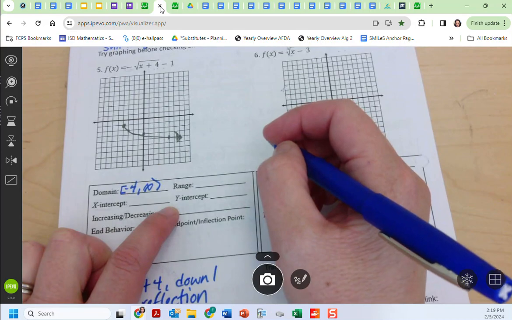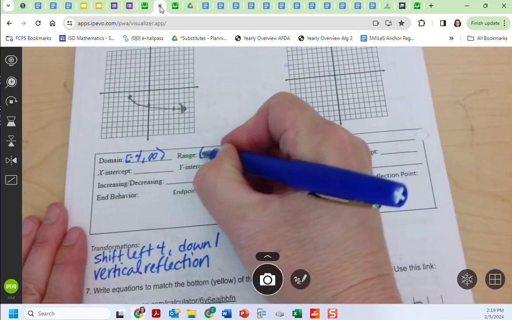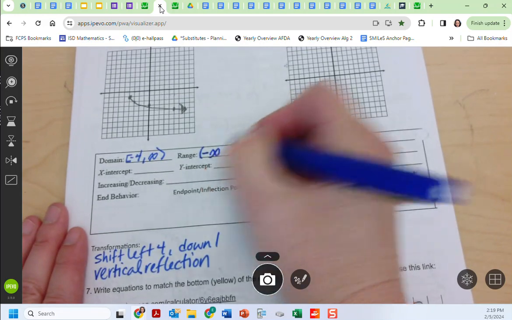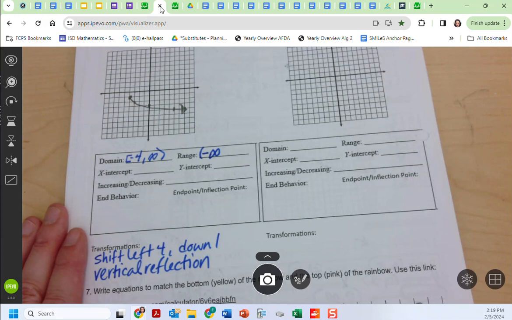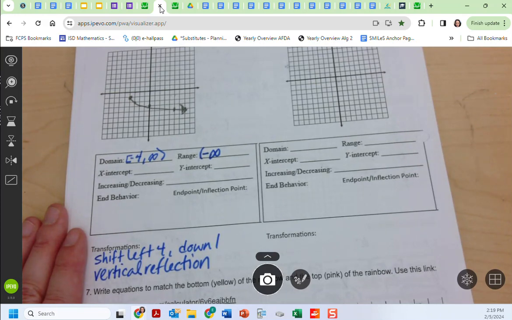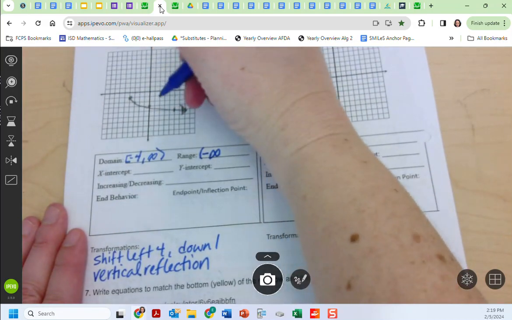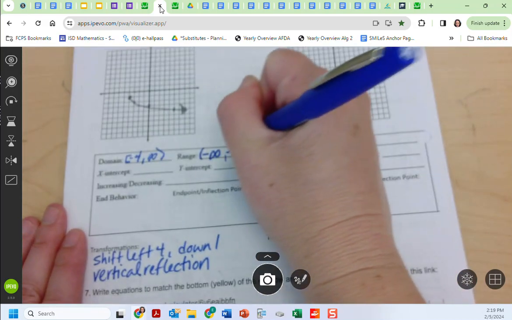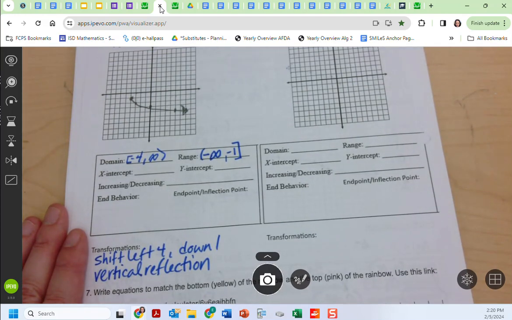You want to see this part? Okay. All right, look at your range, guys. I guarantee that some of you started your range in a different spot, and this is the right spot to start it at. It starts at your smallest value, which is negative infinity, and it continues up to your highest value, which is -1. Negative infinity up to -1.